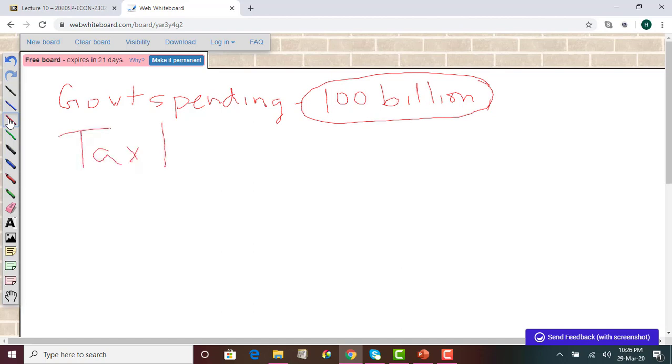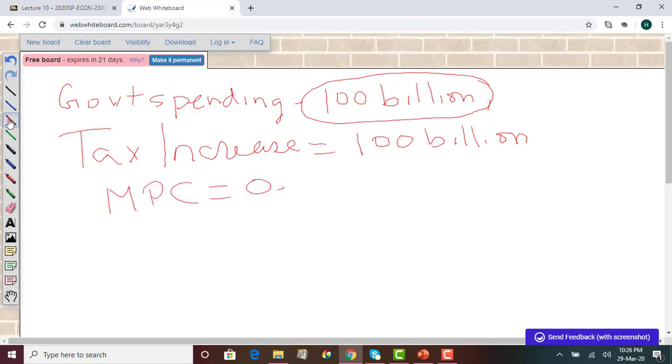They will not borrow any money from a bank or any other agency or other government, but they will finance this entire $100 billion through taxes. So the tax will also go up by another $100 billion. And let's say you're given MPC equals 0.8. Now given this information, my question will be, what is the net impact on output?